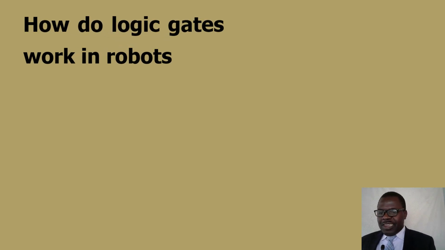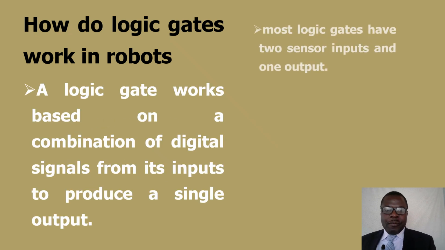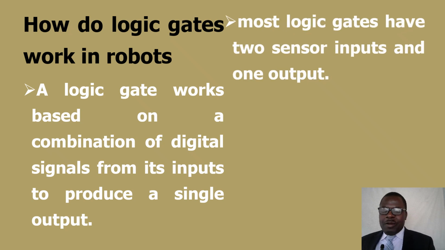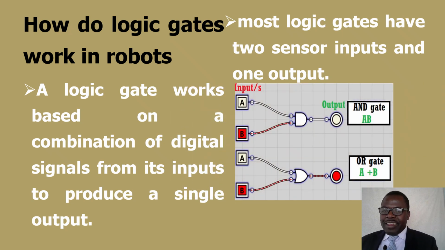How do logic gates work? Logic gates work based on a combination of digital signals from their inputs to produce a single output, and most logic gates have two sensor inputs producing one output.